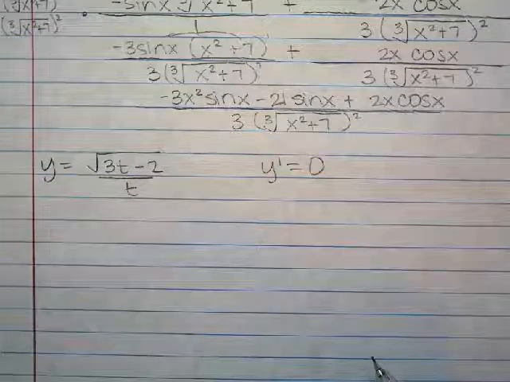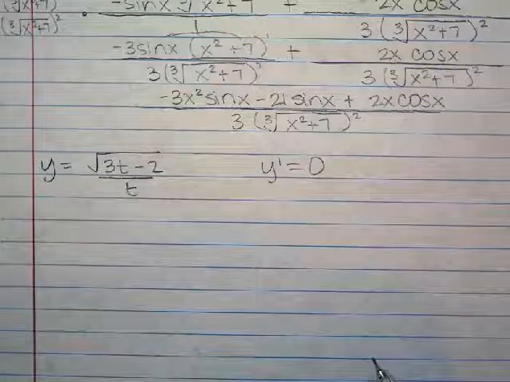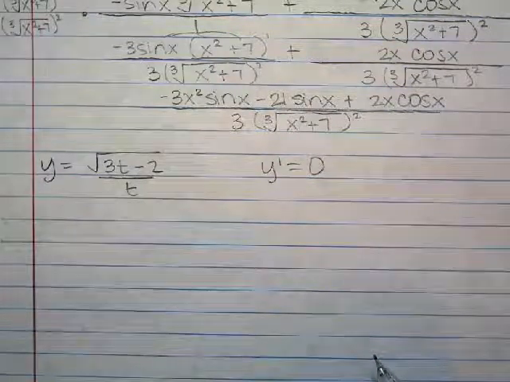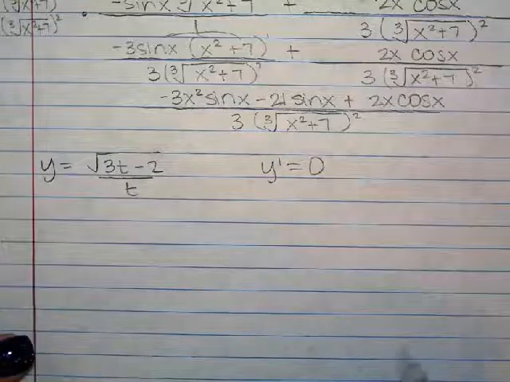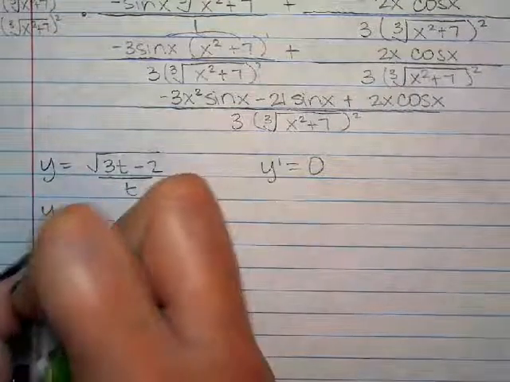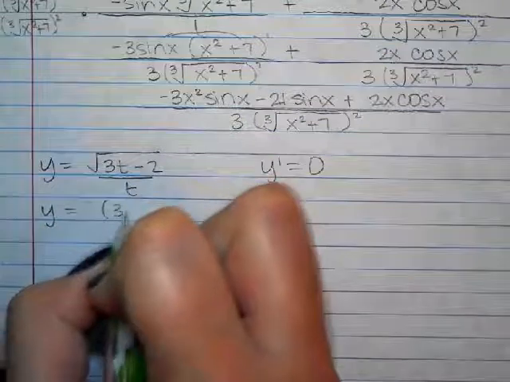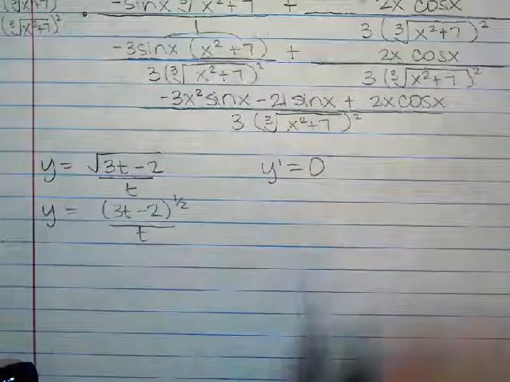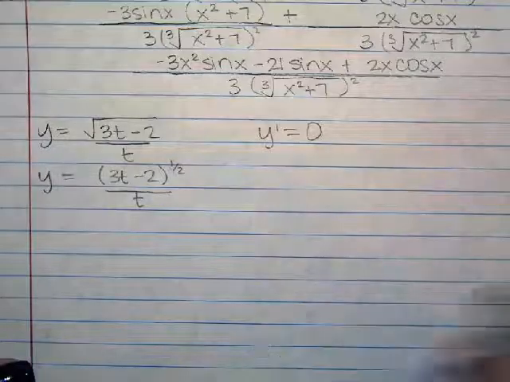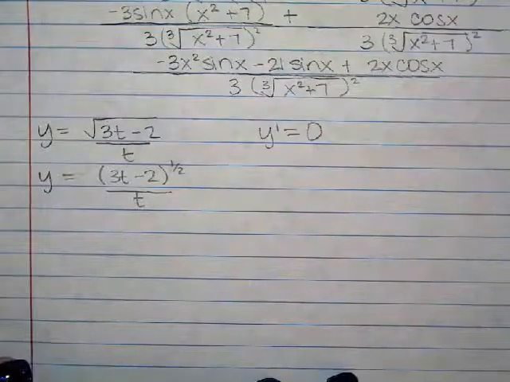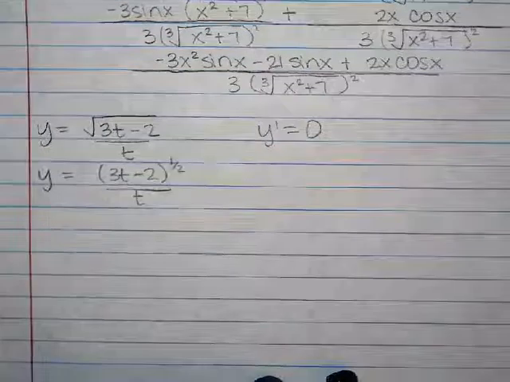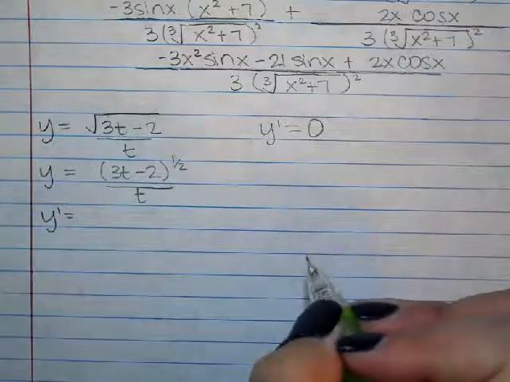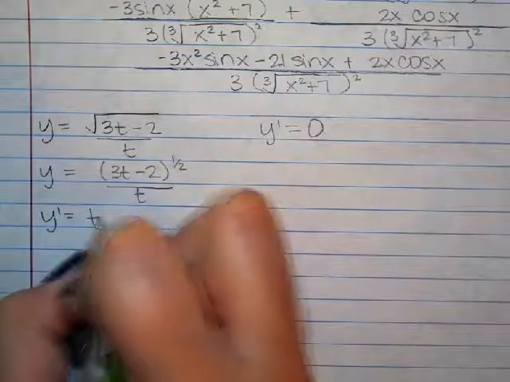Okay. All right, so I'm going to rewrite this problem as 3t minus 2 to the 1/2 over t. And what rule are we using? Quotient rule and chain rule together. This is my favorite when they mix two. I love it. All right, so we got y prime. And what do we do? Low d high. So t times what? Okay, so I got 1/2, I got the negative 1/2. What do I put inside?